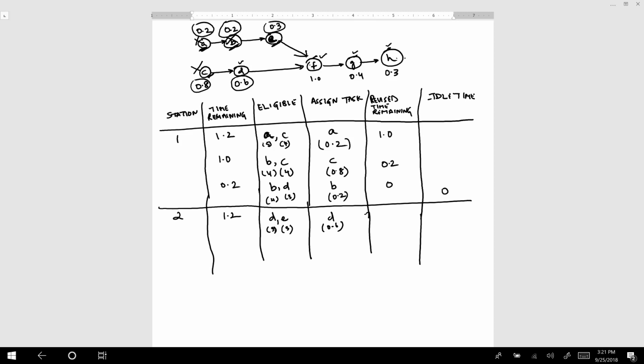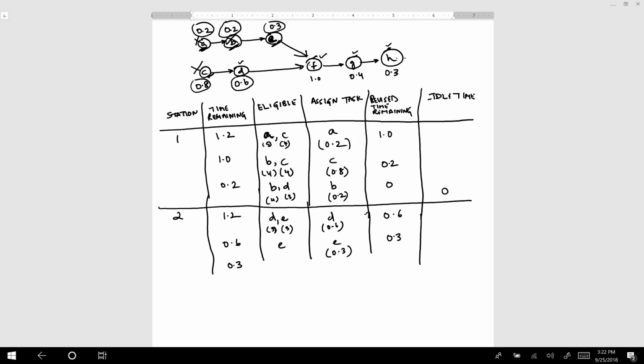So I'm left with 0.6. So I will transfer here 0.6. Now I have only E, because I can't use F, since in order for F to start, E should be finished. So I will directly assign E, which will take 0.3. So I will be left with 0.3, and then I will transfer 0.3 here.